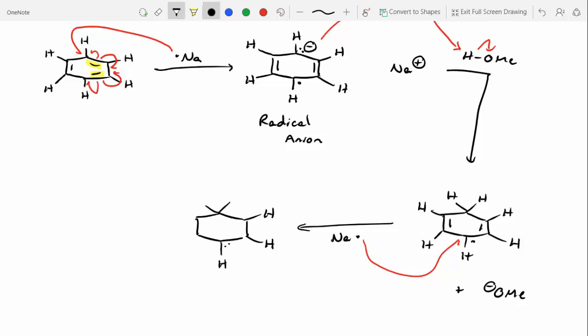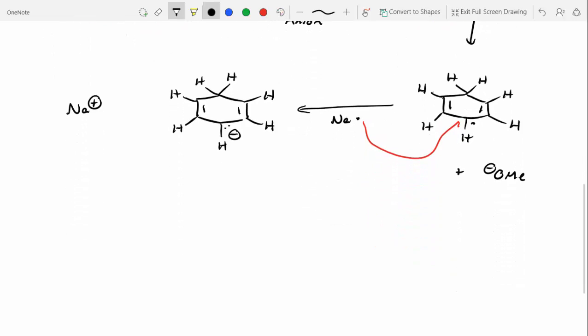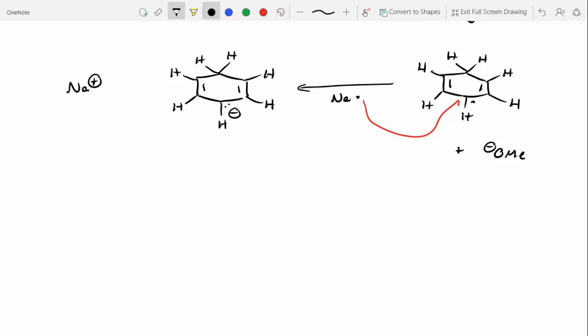And again, we form a new anion down on this lower carbon now, along with sodium that has a positive charge. What do you think the last step might be if we have more methanol floating around? Yeah, you're just going to add another proton from the methanol.